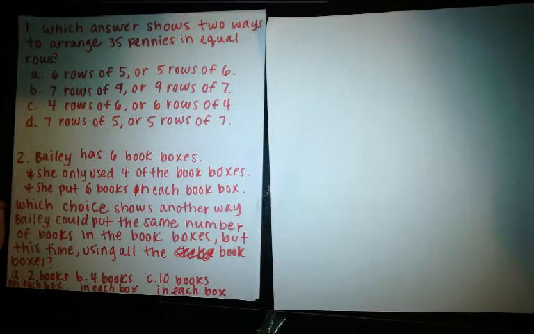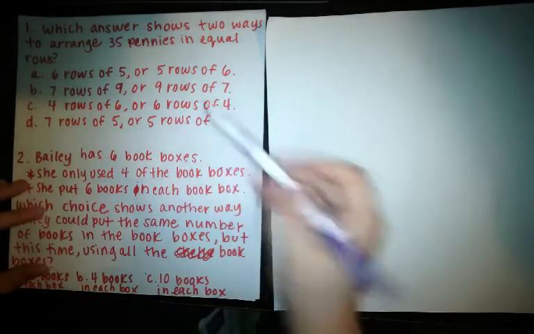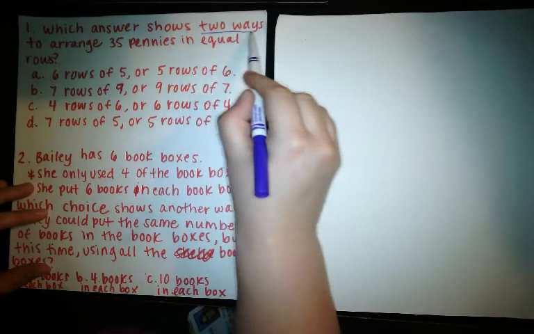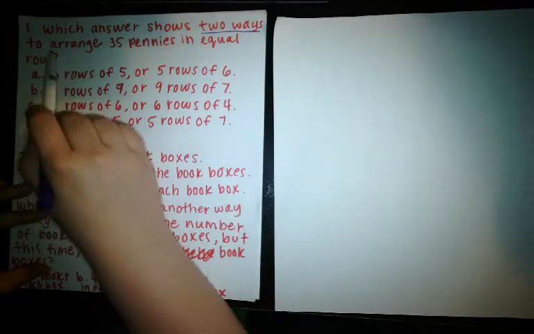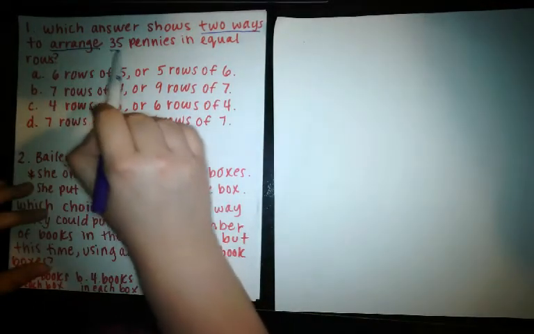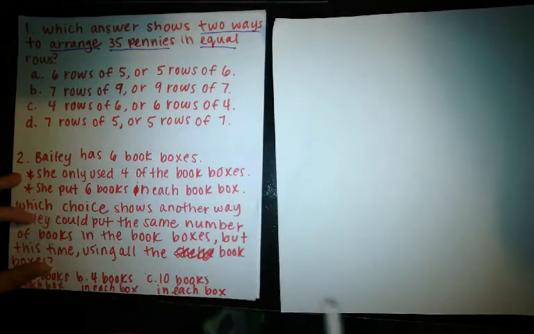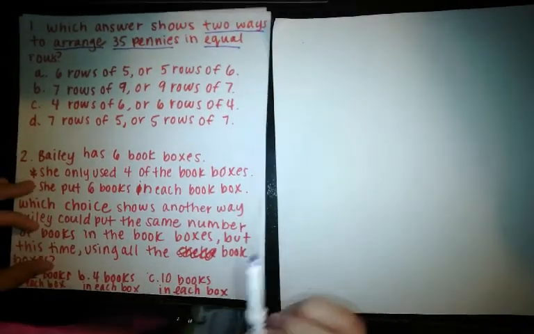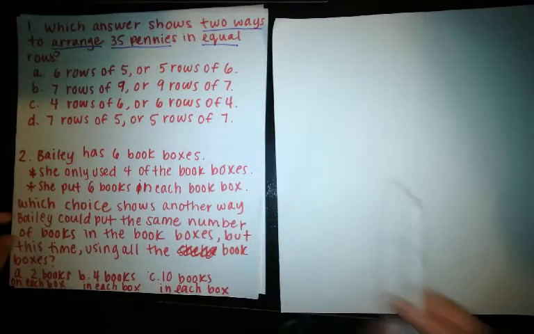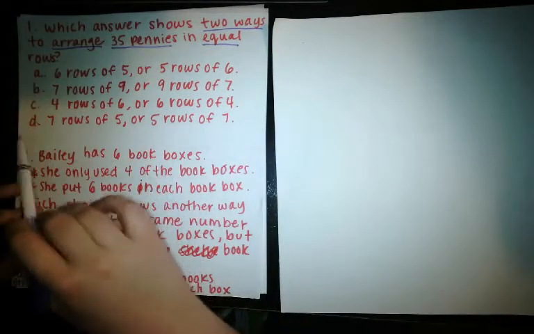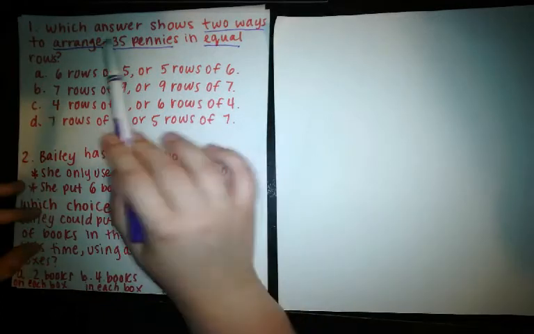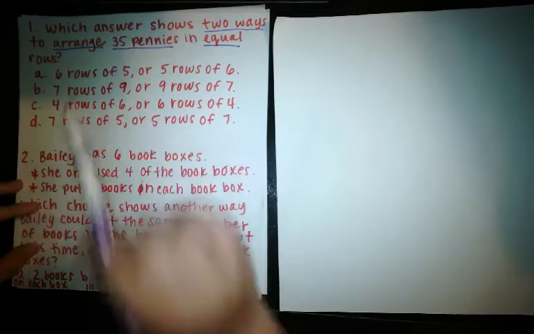So let's look for some keywords in there. We know it's talking about two ways to arrange 35 pennies in equal rows. That's a big part right there. So we know that each of these answers, if it's going to be correct, needs to be 35 pennies.